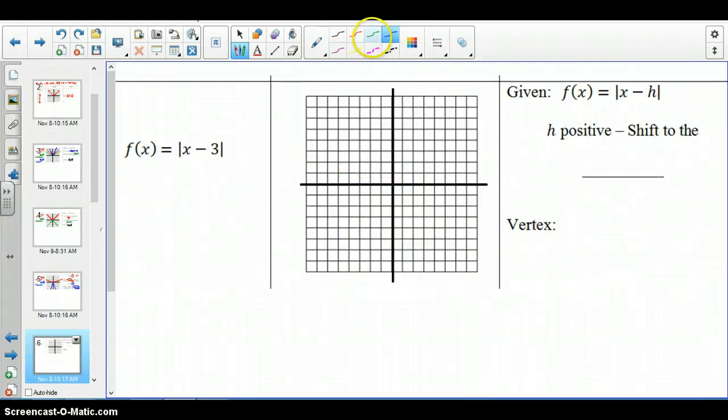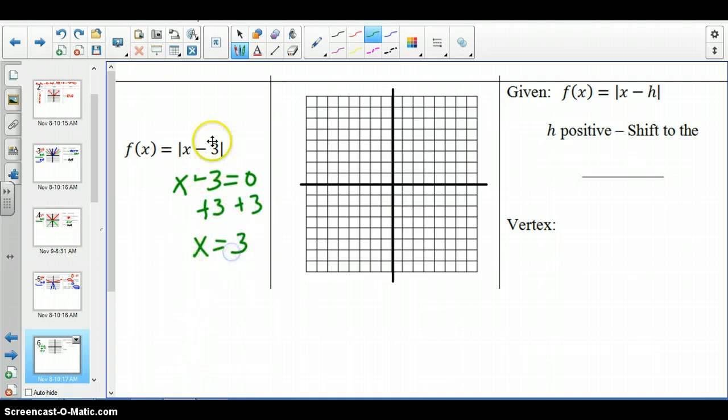Now we've got some stuff going on inside the absolute value. So what I'm going to do is solve this, x minus 3, so I'm going to add 3 to both sides. So the x of my vertex is the opposite of this. The opposite of negative 3 is 3. There's nothing behind it for the y of my vertex, so 0. So 3, 0.